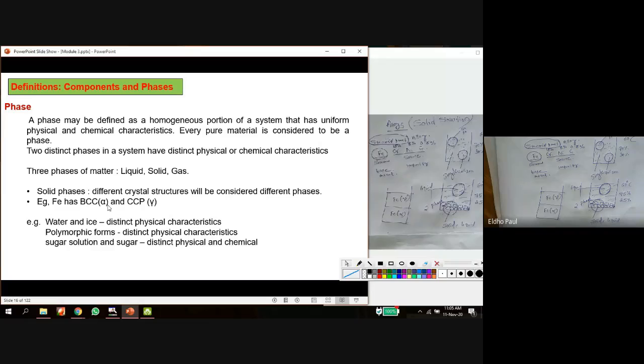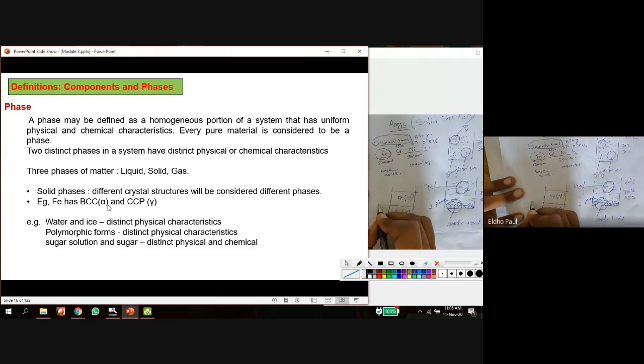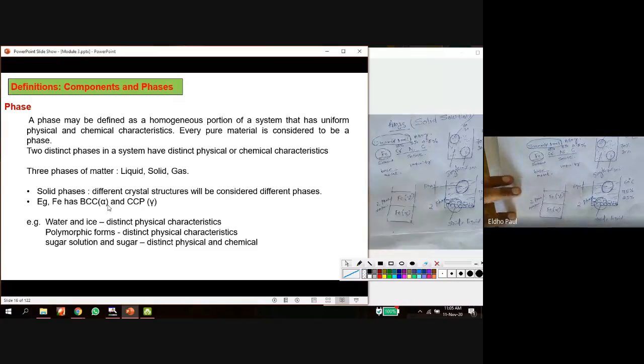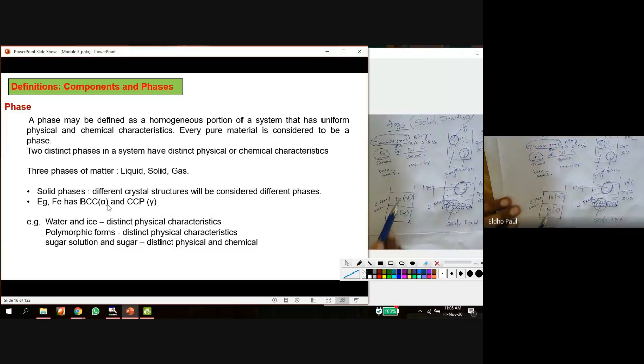So iron can exist in BCC as well as FCC crystal structure. This is not a single phase; both are different phases, or we can say this container is filled with a two-phase material. Both materials are iron, but the crystal structure is different, which results in two phases. So if the crystal structure is different, then you should consider that a different phase.